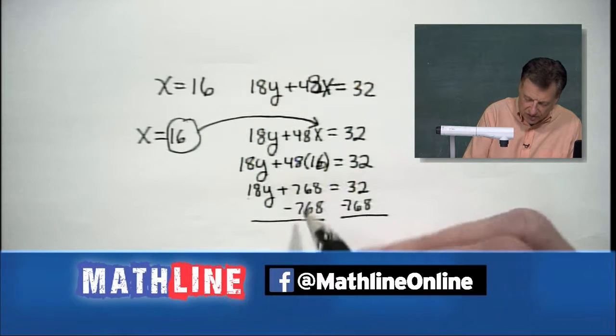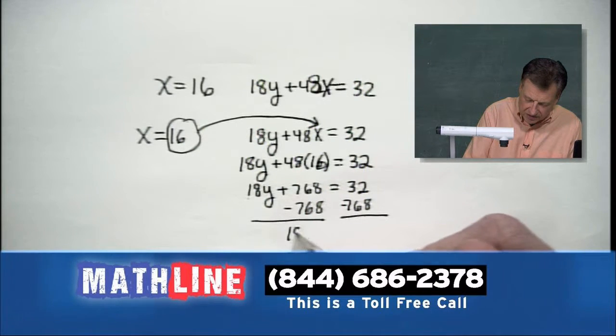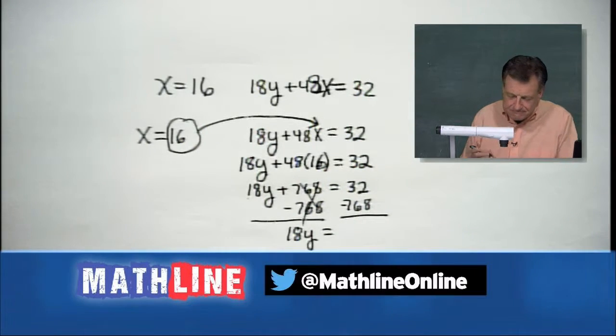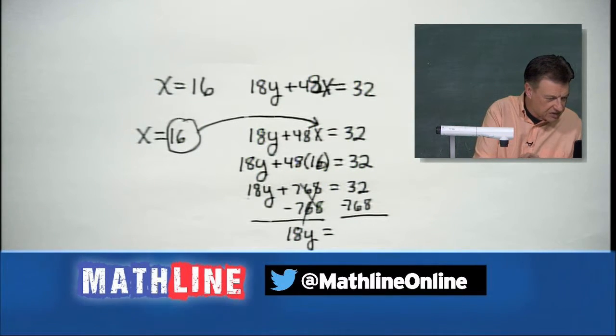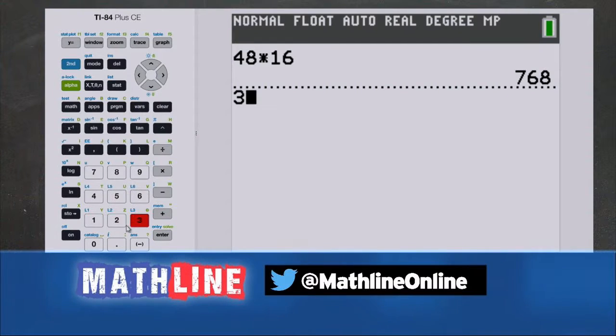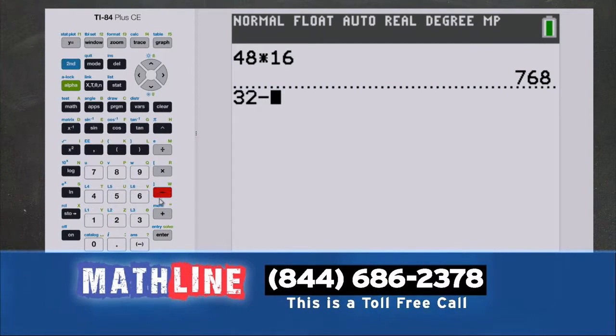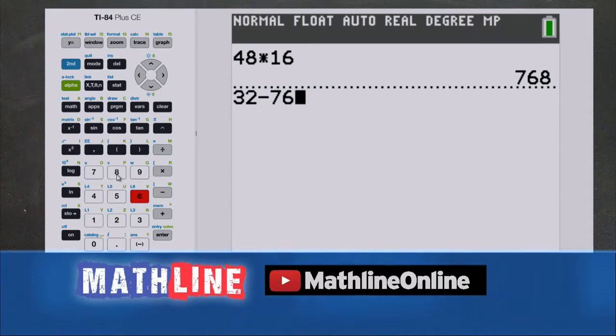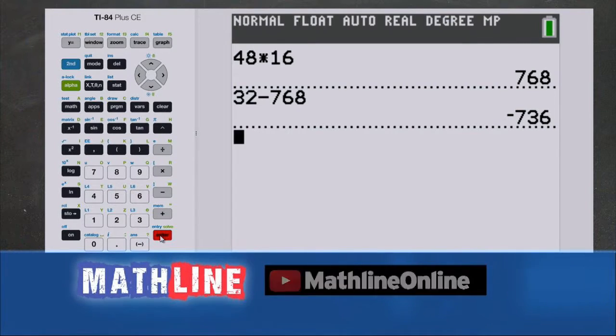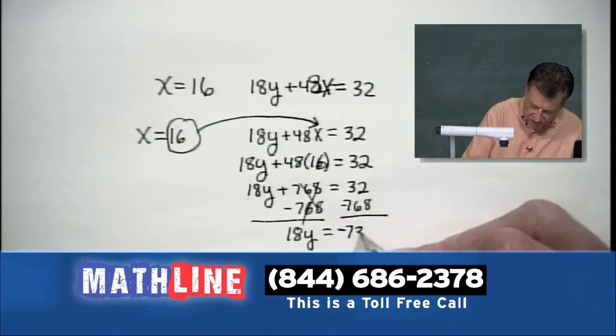And that's going to be a pretty interesting value. Again, we'll go to the calculator for that. And you got 18y hanging on by itself, correct? Yes. So let's pick it up here. Let's see what 32 minus 768 is going to do for us. It gives us something that looks good. I'm seeing a negative 736.